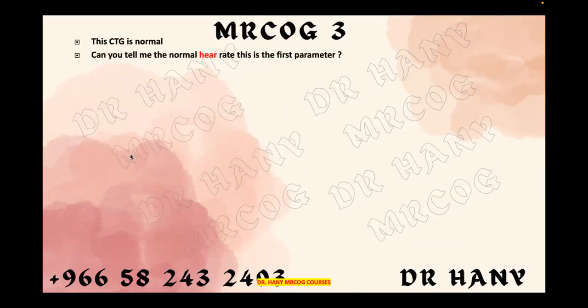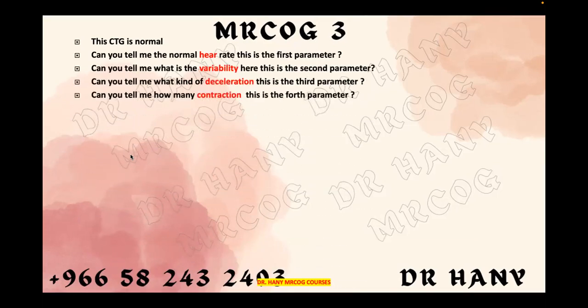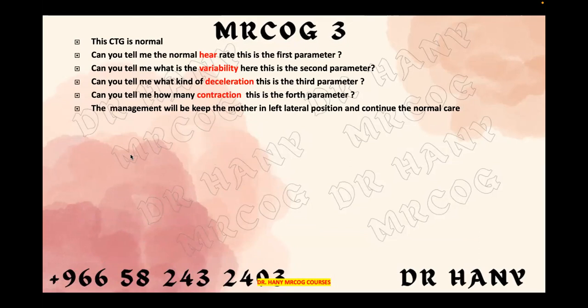This CTG is normal. Can you tell me what is the baseline? What is the variability? What is the deceleration? Is there any contraction? How many contractions in 10 minutes? So the woman will be hydrated, ambulated. I will continue the normal care according to the partogram in the first stage or in the second stage. A very important safety point.